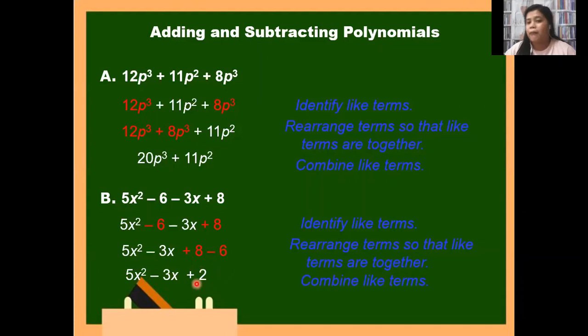Therefore, the sign of our answer 2 will be positive because 8 is larger than 6. Now, our final answer will be 5x squared minus 3x plus 2. Okay? Did you get it? Okay, that's good. So let's proceed to another examples.